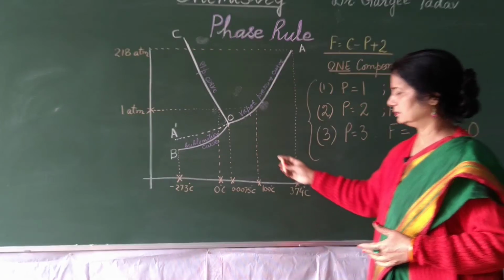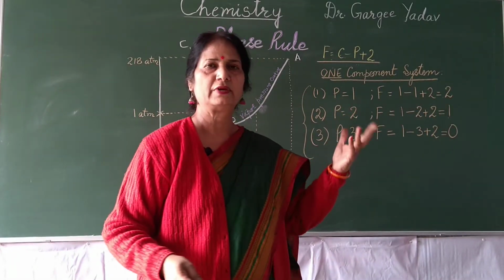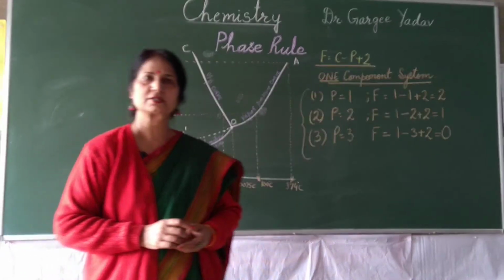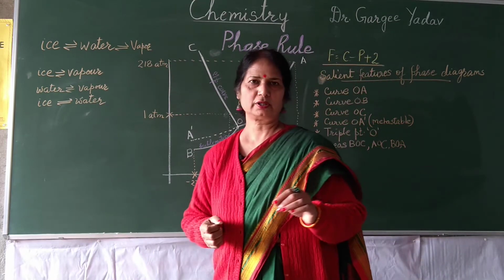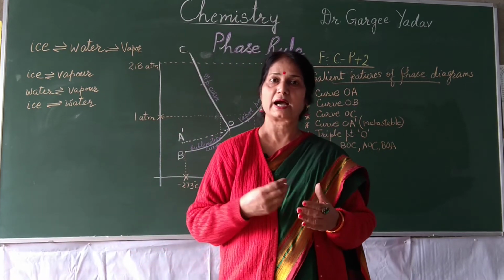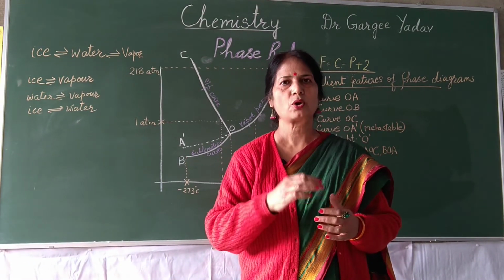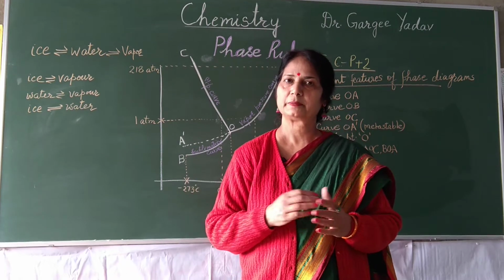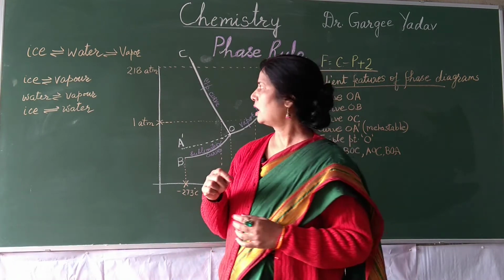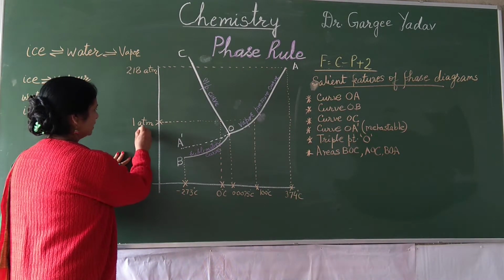Now we will see the phase diagram for the water system, and we will see how the degree of freedom varies with the number of phases present. Now let's come over to this water system diagram. As we all know, the water system is a one component system. It exists in three phases: solid ice, liquid water and the gaseous vapor state. But since all these phases can be represented by a single chemical entity, H2O, it is a one component system.